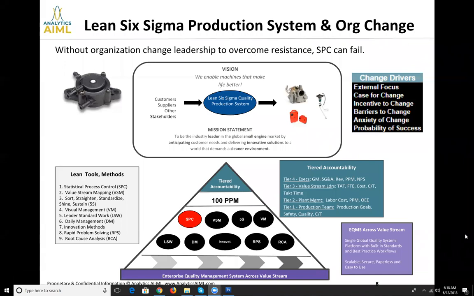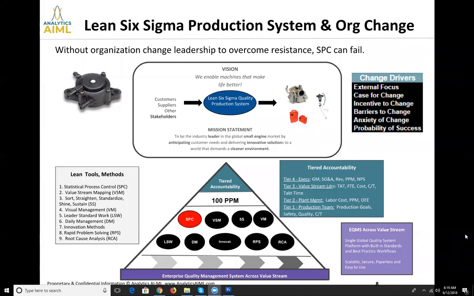Today we're going to talk about Lean Six Sigma as part of an overall production system. In order to get Lean Six Sigma implemented in any organization, you have to think about organizational change. So organizational change goes hand in hand with creating a Lean Six Sigma system.